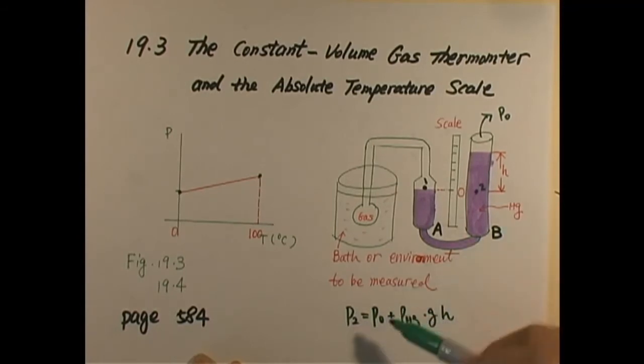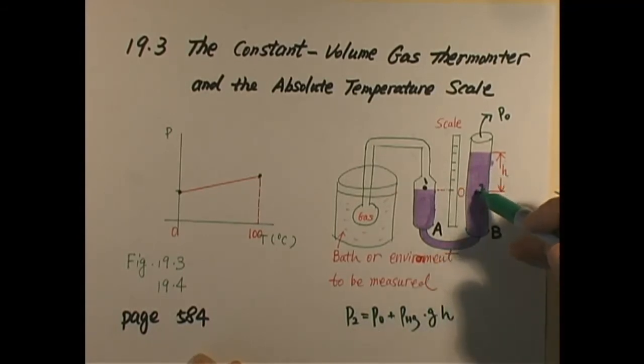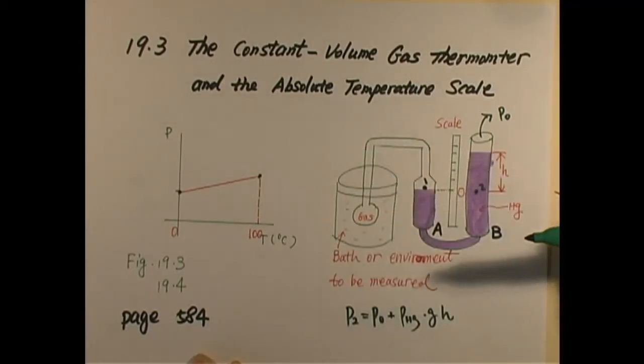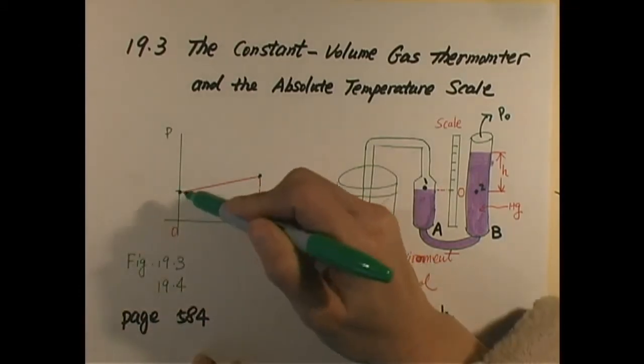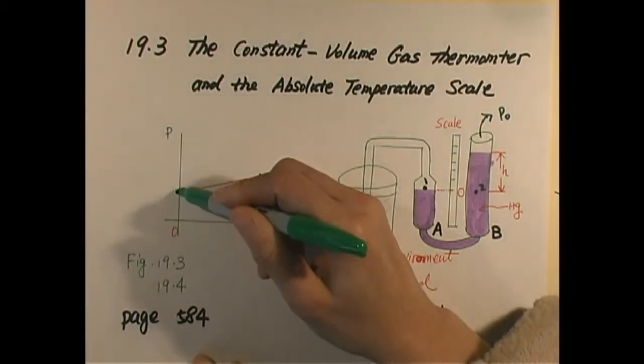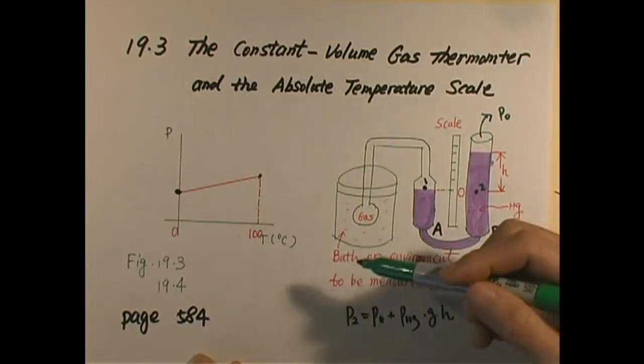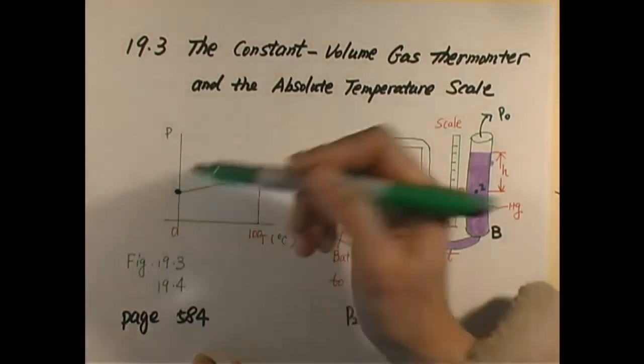So from there, we can calculate the pressure at point 2. That equals the pressure at point 1, that is the gas pressure. So therefore, we got the information that at 0 degrees Celsius, which is what we define as the ice-water mixture, we get the value for pressure.